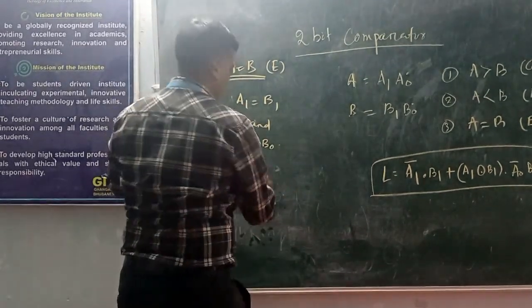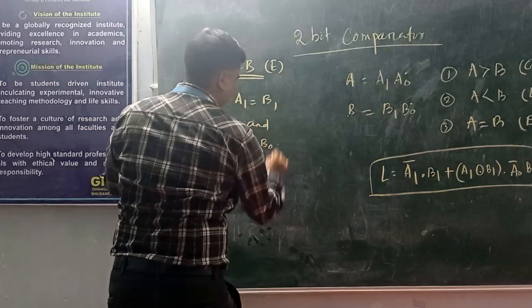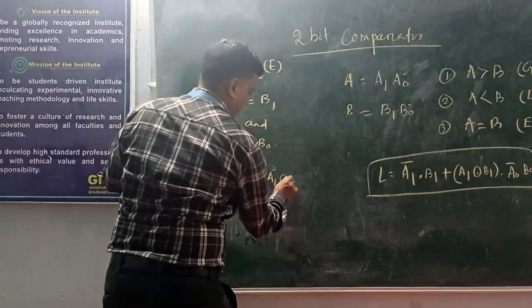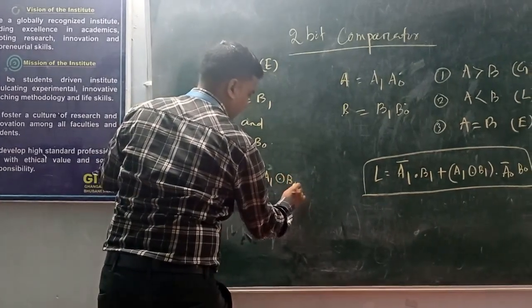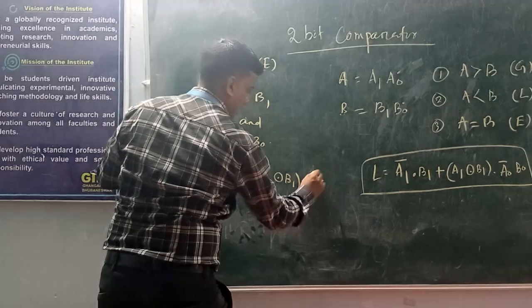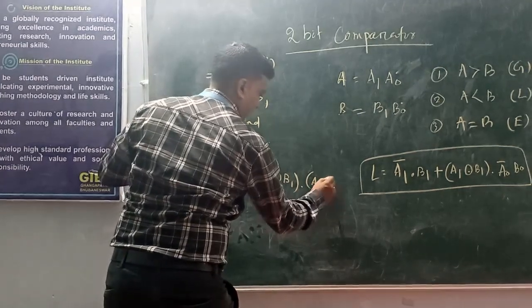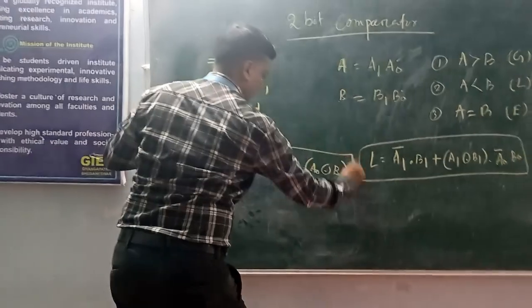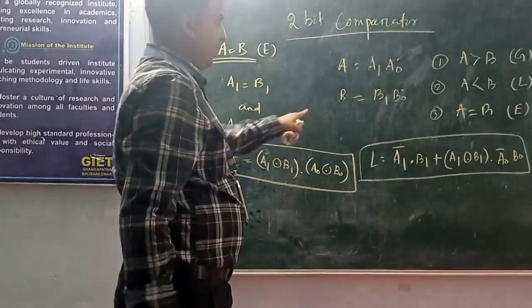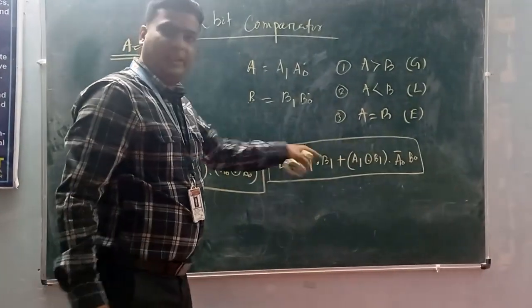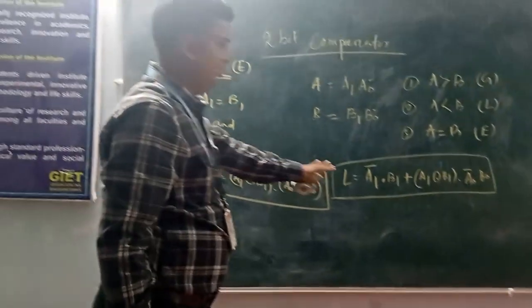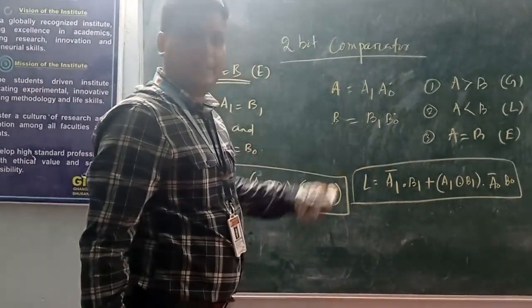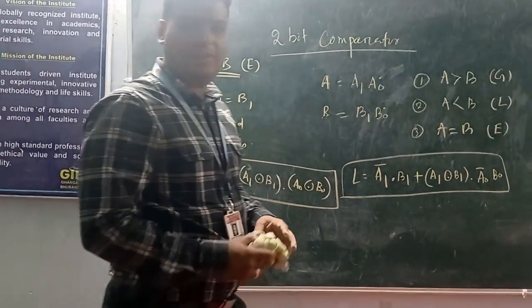So now tell me, what will be the expression? E for A1 equals to B1 means A1 XNOR B1, and A0 XNOR B0. So this is the equation for equals. So we got the three expressions. Now we can draw the circuit diagrams accordingly. So I hope you will understand it better.